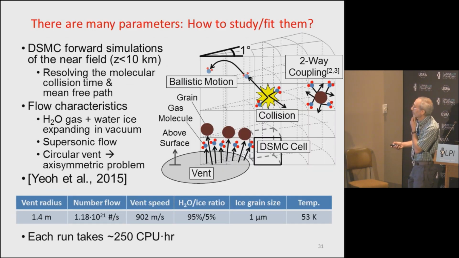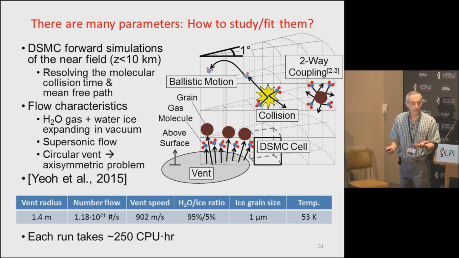Let me point out, though, that there are a lot of parameters one could put in to do these kinds of simulations. How do you deal with that? DSMC, which most people don't want to learn, is an expensive way to do calculations. Each one of these simulations is hundreds of hours on a workstation. Our nominal situation is roughly about a 1 to 2 meter size vent with mass flows like that and vent speeds like that. And they're cold, and we looked at grain sizes.